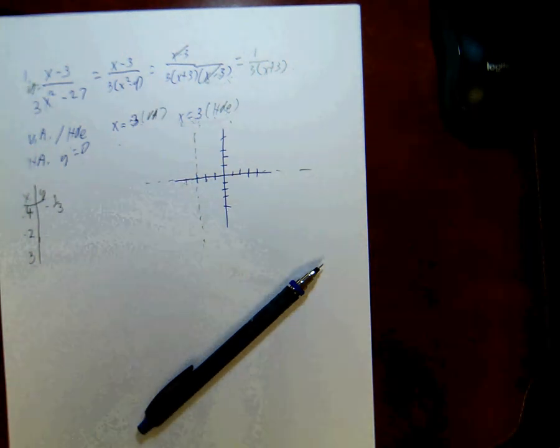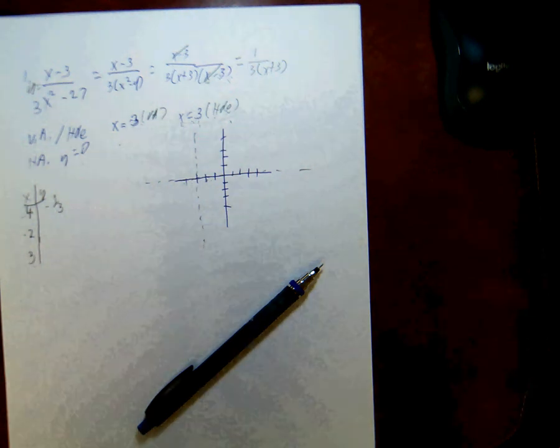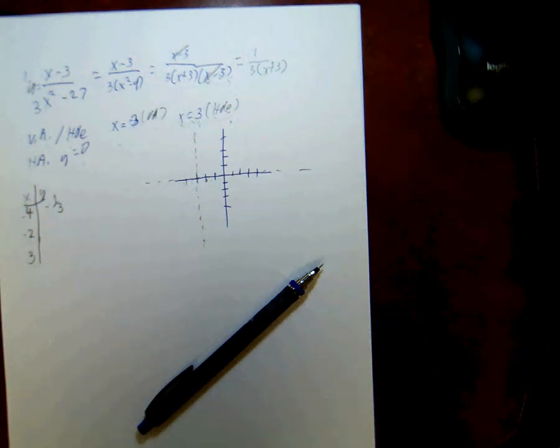You can have an infinite number of vertical asymptotes and an infinite number of holes. I'm not making you graph those right now because we're just learning how to do it.